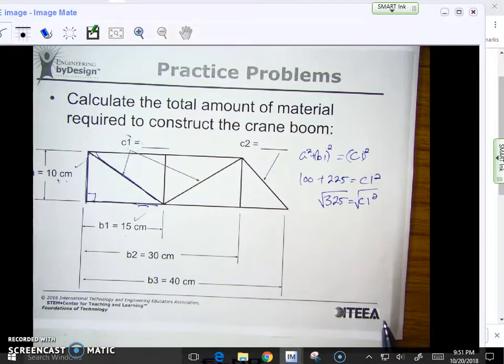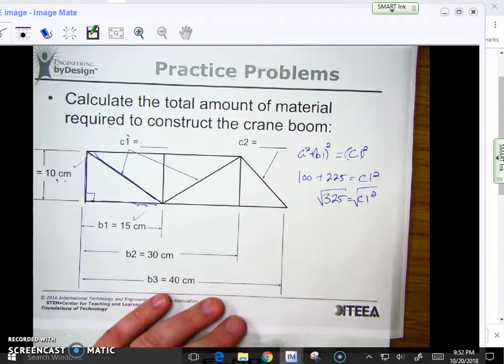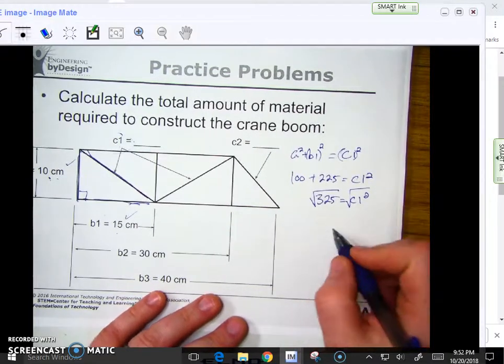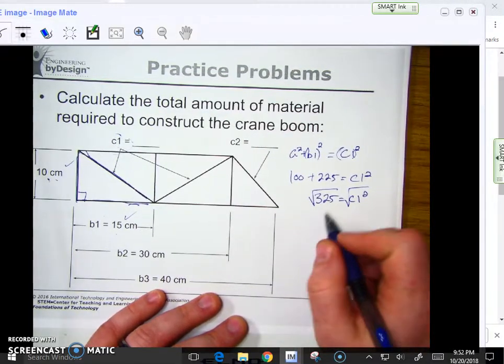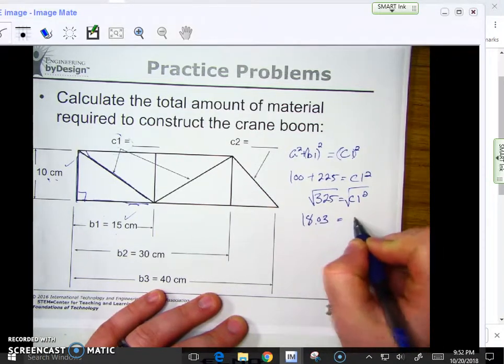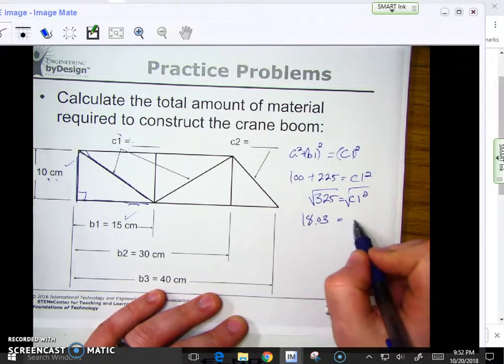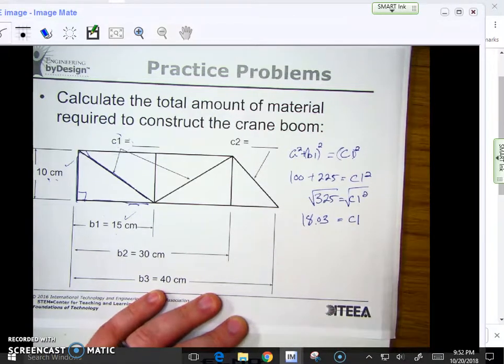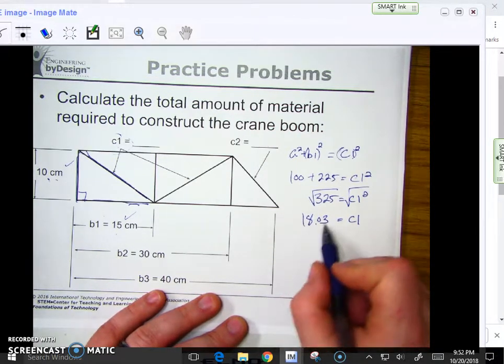And so the square root of 325, now that we're talking about actual real measurements, it's probably not going to be a nice whole perfect square. I'm getting my calculator, 18.03, which is probably more precision than we need for this application. But I'll leave it like that for the time being.